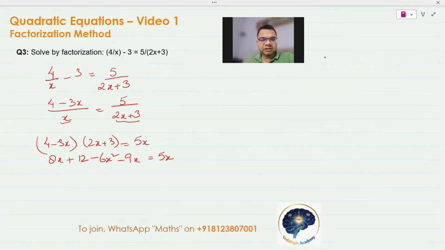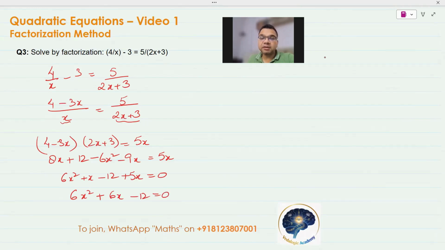Since it is minus 6x squared, I'll take the whole thing to the right hand side. So it becomes 6x squared. 8x minus 9x is minus x, but if I take it to the right hand side, it becomes plus x. And plus 12 becomes minus 12, and we have 5x as it is. We have not changed it. And in the next part it becomes 6x squared plus 6x minus 12 equals 0.